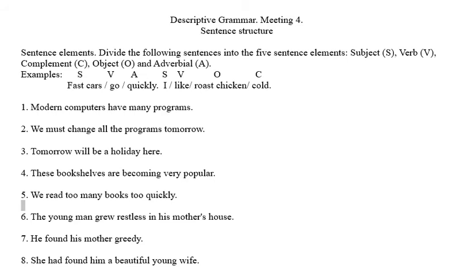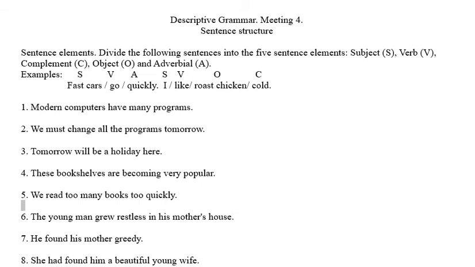So in the example, we've got fast cars go quickly, right? So we've got fast cars is a subject, slash go is the verb, slash quickly is an adverbial. Slash is in between and the letters at the top. Okay. And secondly, the second example, I like roast chicken cold. So I is a subject, like is the verb, roast chicken is the object, and cold here is a description of roast chicken, right? So this is a complement.